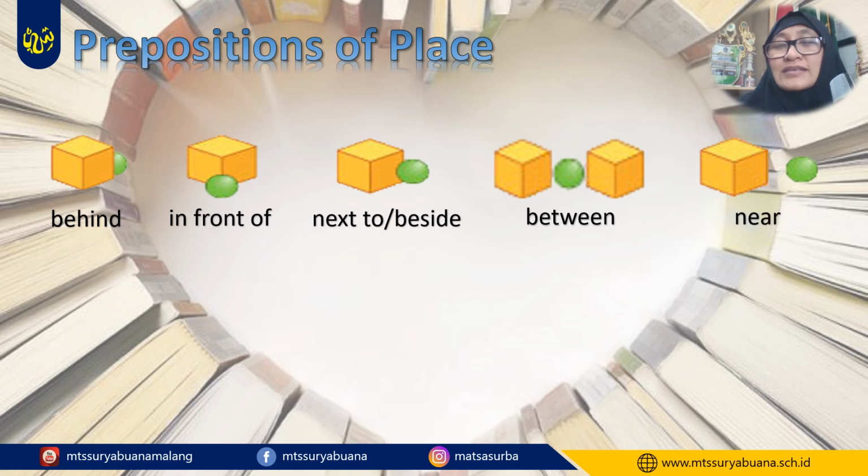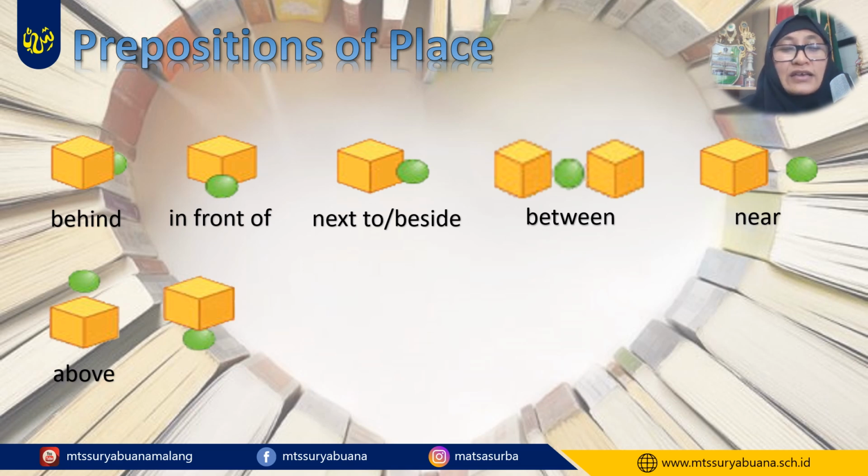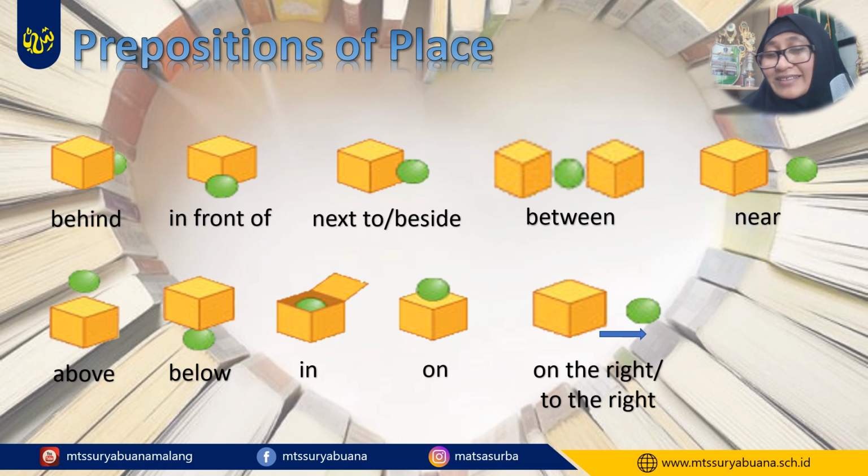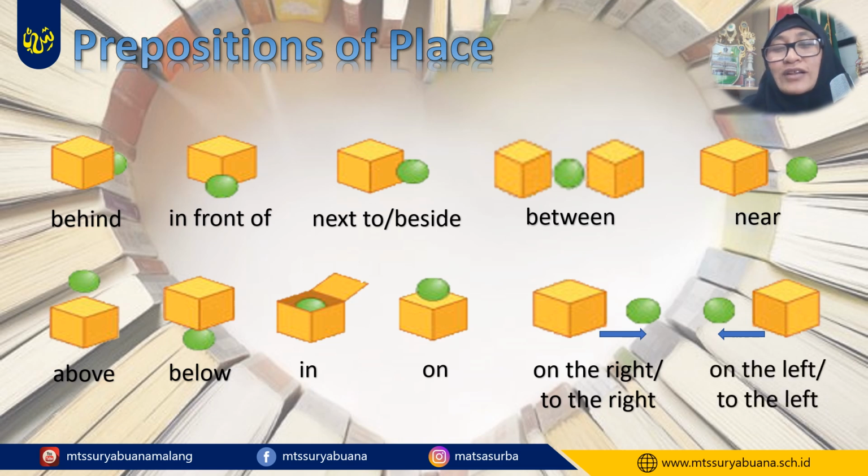The green ball is near the box. Next, the green ball is above the box. It's over it, but it's not attached, so it's above. Look at this. The green ball is below the box. The green ball is in the box. The green ball is on the box. The green ball is on the right of the box, or it is to the right of the box. The green ball is on the left of the box or to the left of the box.